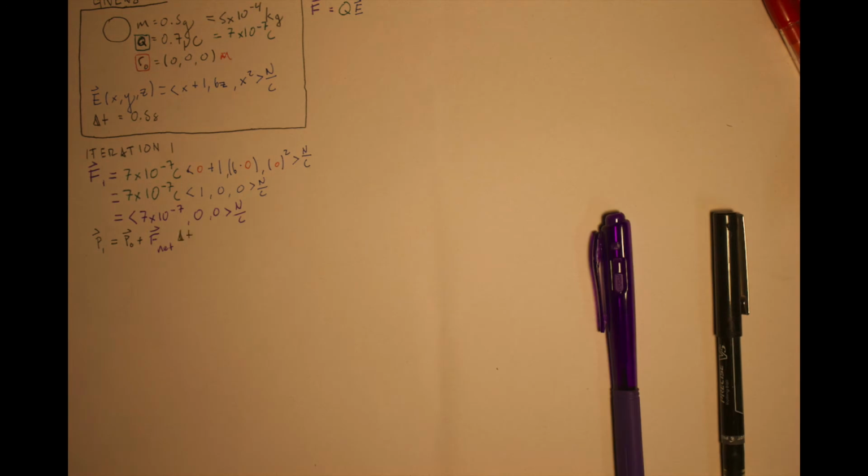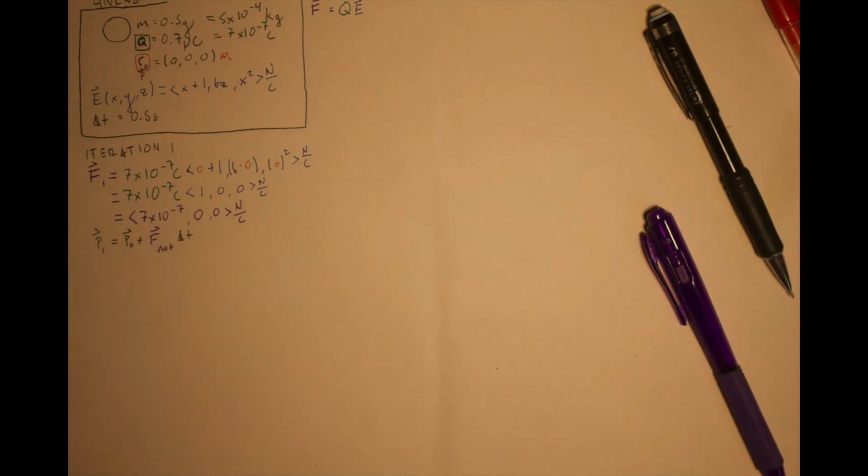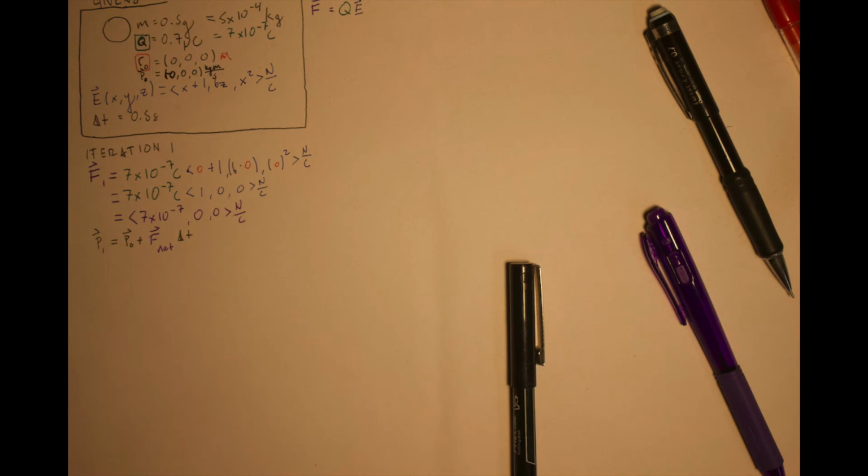Anyways, now that we have that, we can find the momentum of the point mass. Well, for that we need the initial momentum, which is, I'm just going to tell you right now, 0.000 kilogram meters per second. Solving that out, we get our final momentum.